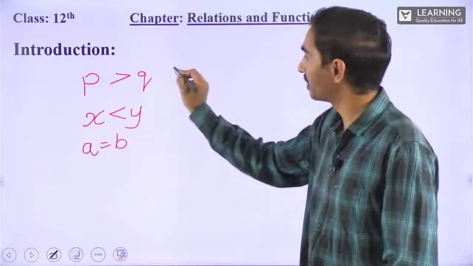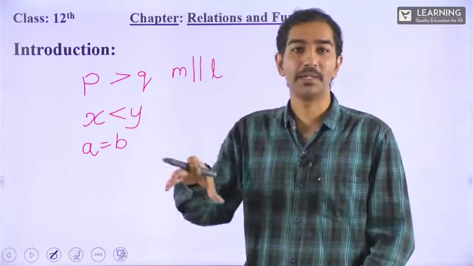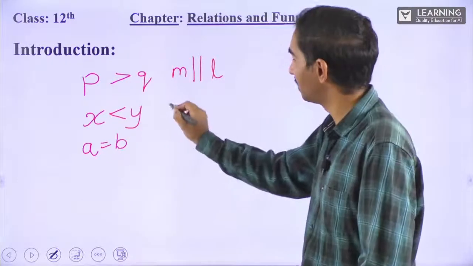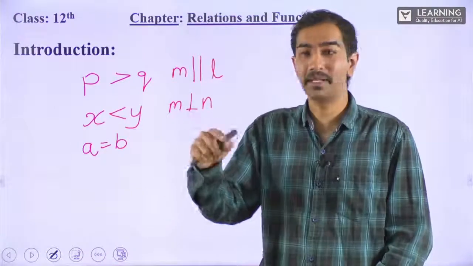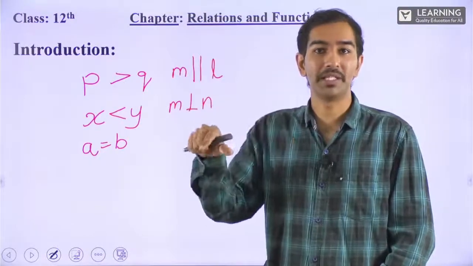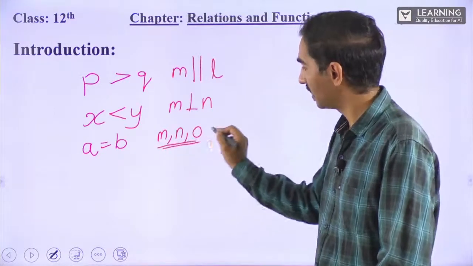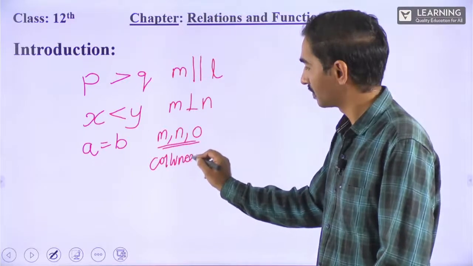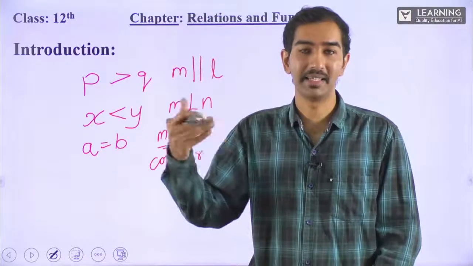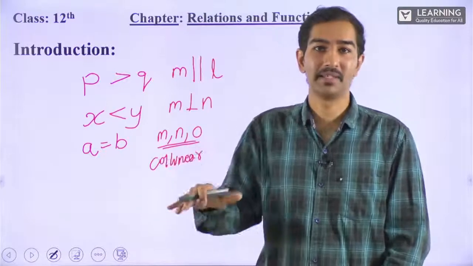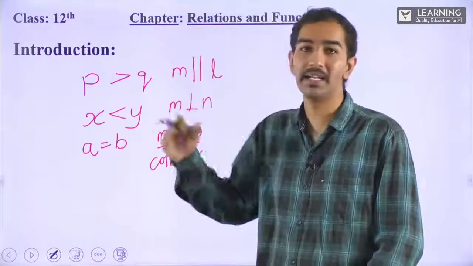Some more relationships, for example, M is parallel to L. So line M is parallel to line L. This is also one of the relationships. Another relationship, M is perpendicular to N, where M and N are lines which are perpendicular to each other. Another relationship, M, N, O: all three are points and they are collinear. Correct? So these are the relationships in mathematics. What we discussed before was the relationship in life between human beings. So these are the relationships between numbers and lines and so on.